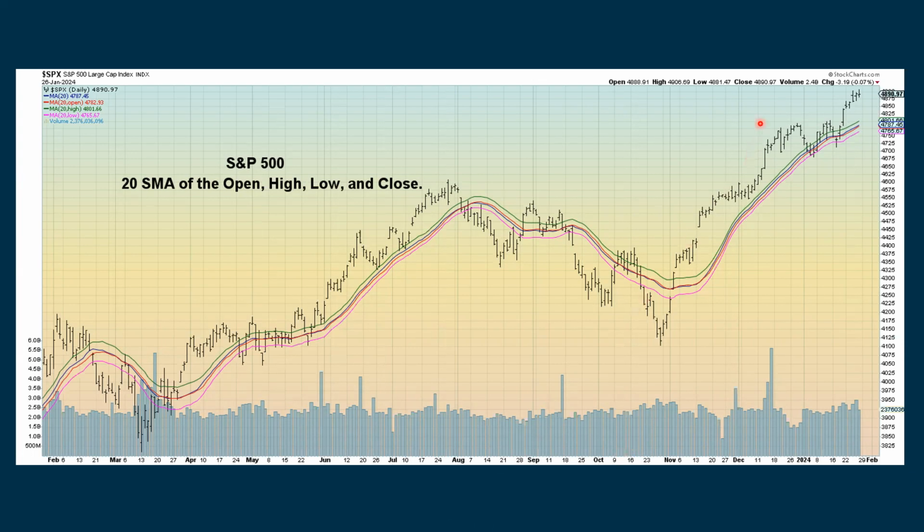When we're going up and then we fall back, a lot of times one of these lines will act as support. When we're going down and we bounce, a lot of times one of these lines will end up acting as resistance. We're far above all the lines in this little mini rainbow, as I call it. So I haven't been showing this chart.